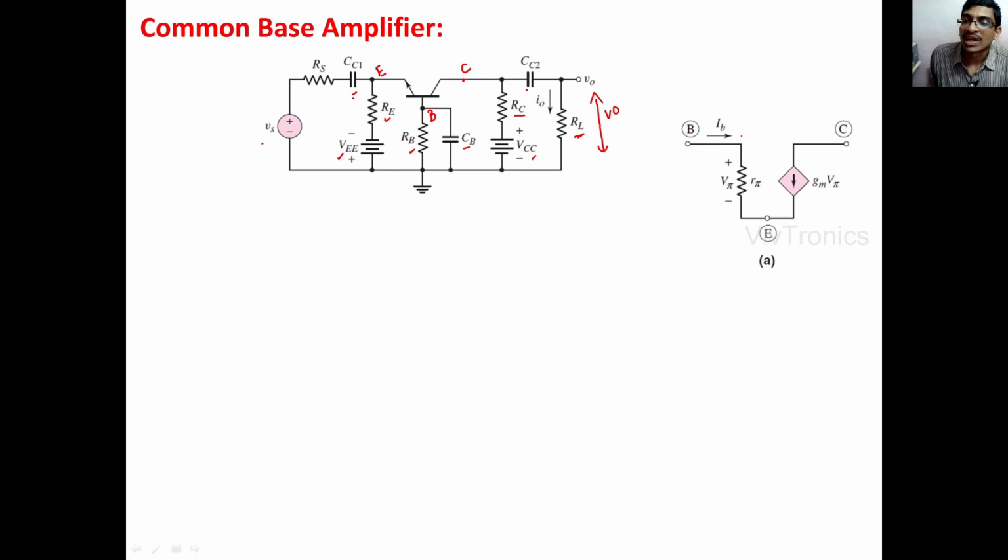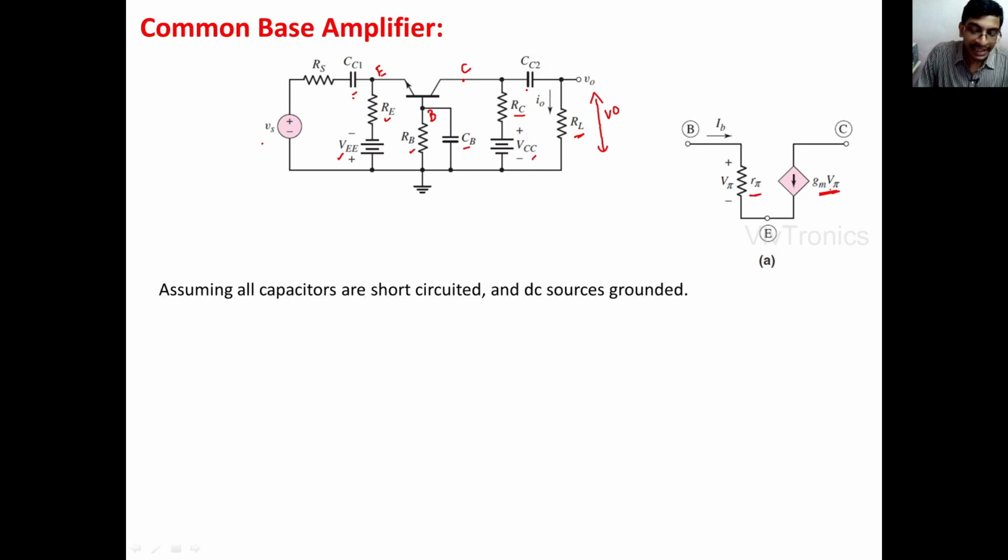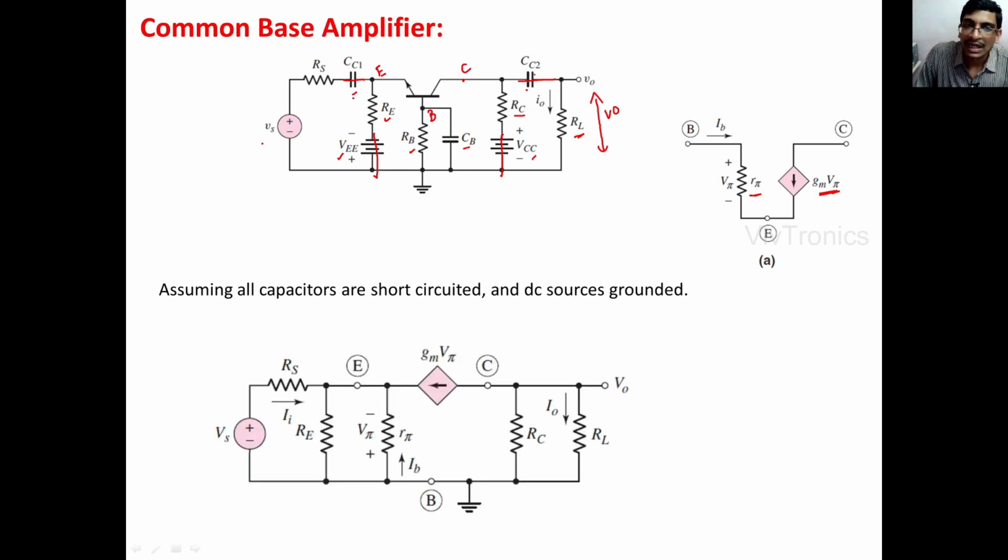We know that the small signal equivalent circuit of the transistor will be like this, where R pi resistance along with gm V pi. Okay, and here I am assuming that all capacitors are short circuited, and all DC sources have been grounded. Therefore VEE was grounded and VCC was grounded, and CC1 was short circuited and CC2 was short circuited like this. Okay, so now I am going to draw the small signal equivalent circuit of this one.